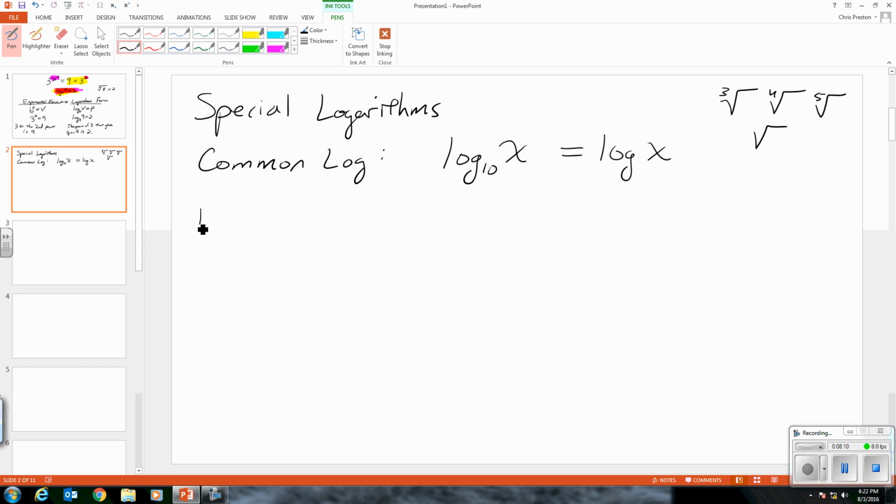The other special log is what we call the natural log. And this is log base e. So again, I'll just say of x, of some number. And so what you'll see is, you almost never see it written as log base e. Instead, e is what we call the natural base, used for natural systems.